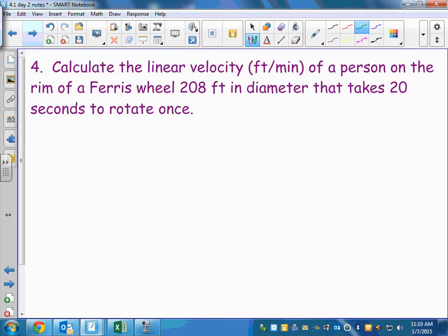Here we go. This is a really fast Ferris wheel, I think. Calculate the linear velocity in feet per minute of a person on the rim of a Ferris wheel 208 feet in diameter that takes 20 seconds to rotate once. 20 seconds around a Ferris wheel.